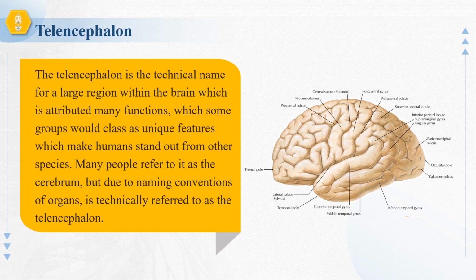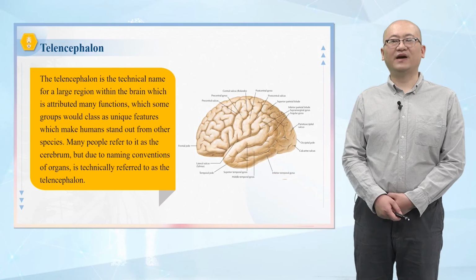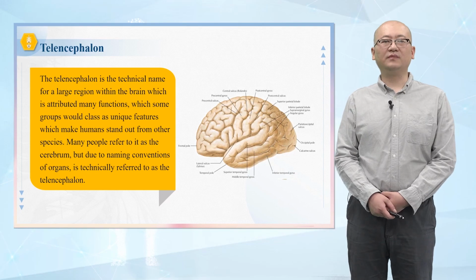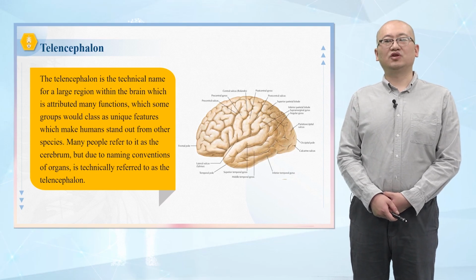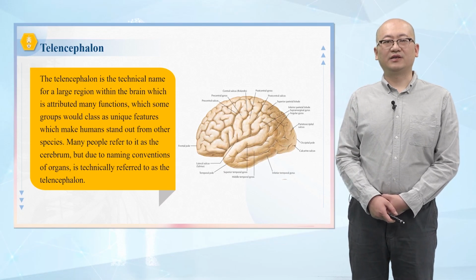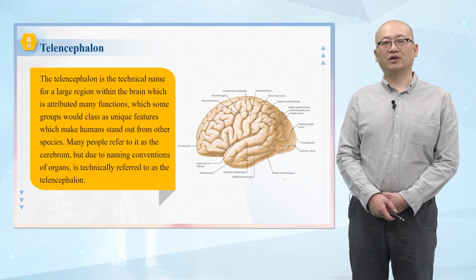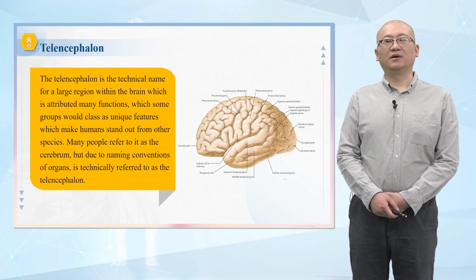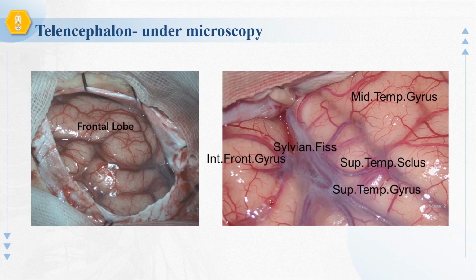As a more technical definition, the telencephalon refers to the cerebral hemispheres and other smaller structures within the brain. Despite the fact that the telencephalon is one of the larger divisions, the term technically refers to the anterior-most embryological division of the brain that developed from the prosencephalon. This is the telencephalon under the microscope.